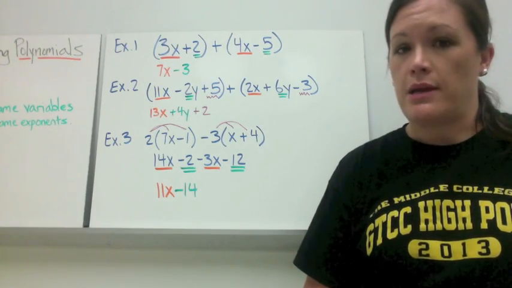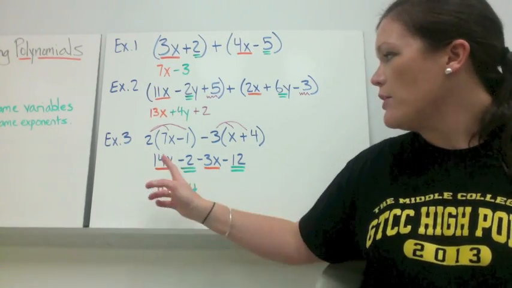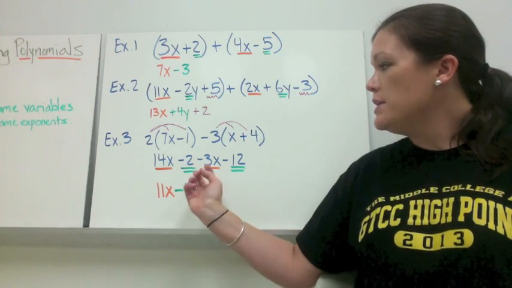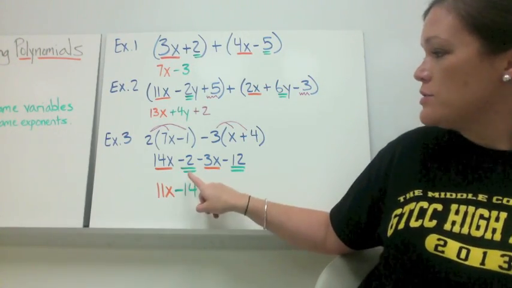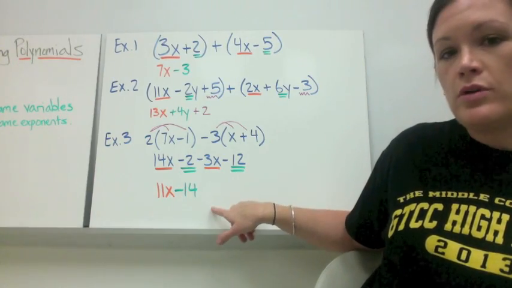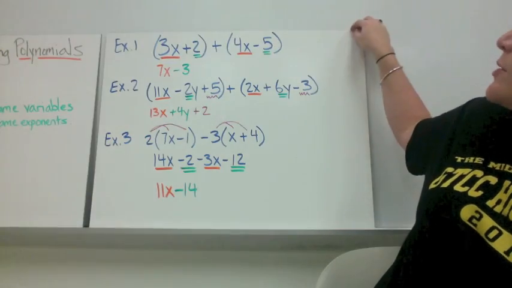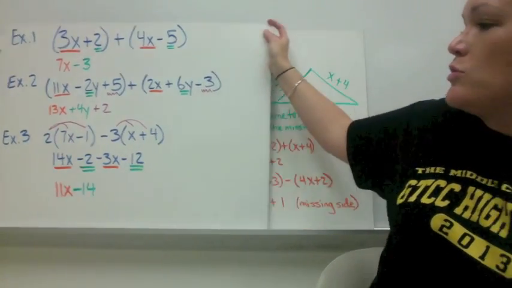And then I need to combine like terms. So I put together the terms that have x. 14x minus 3x would give me 11x, and negative 2 minus 12 will give me negative 14. Let's look at 2 more examples.